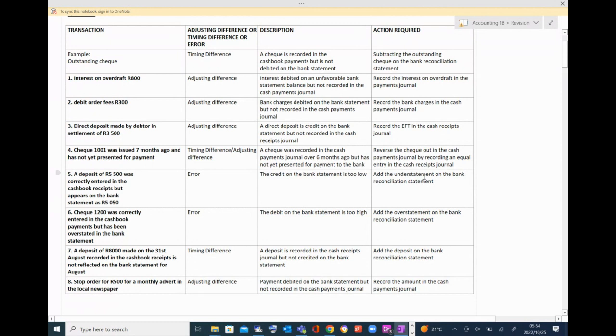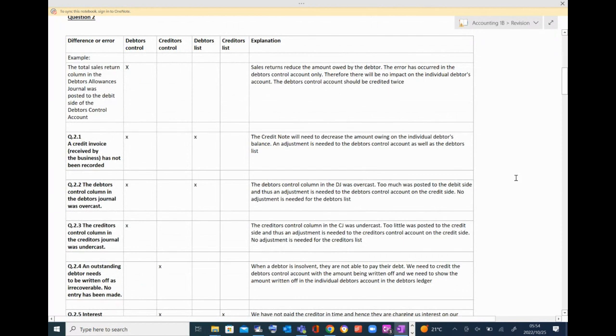Guys, I've been looking at the past papers. They like to ask those questions: your adjustment difference, your timing difference, and so forth. What is the action that needs to be done? Question 2, another theory question, but now we're dealing with your debtors and creditors reconciliation. And remember that exercise that we did together where we had your debtors list, your creditors list, your debtors list, your creditors list, all 4 of them. This is what we are doing. So please make sure that you understand that.